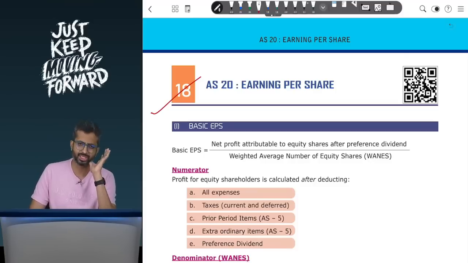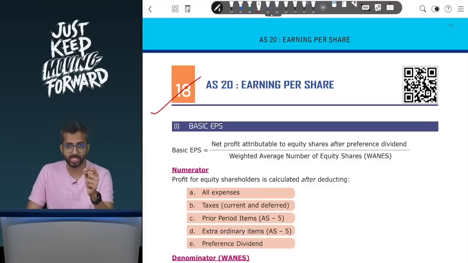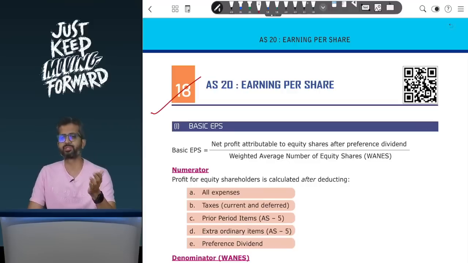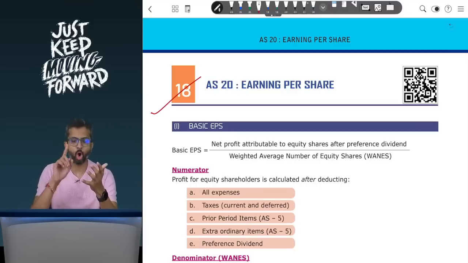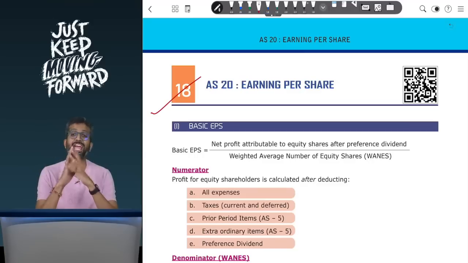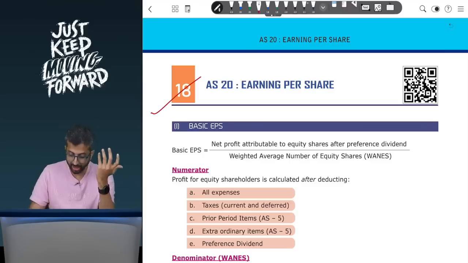How do you calculate basic EPS? Basic EPS is calculated as net profit available for equity shareholders, that is after deducting preference dividend. Why just preference dividend? After deducting everything, all expenses, taxes, current and deferred both, prior period items, extraordinary items, preference dividend, everything, the pool of money which is available to pay equity shareholders, divided by weighted average number of equity shares. Sir, why weighted average number of equity shares?